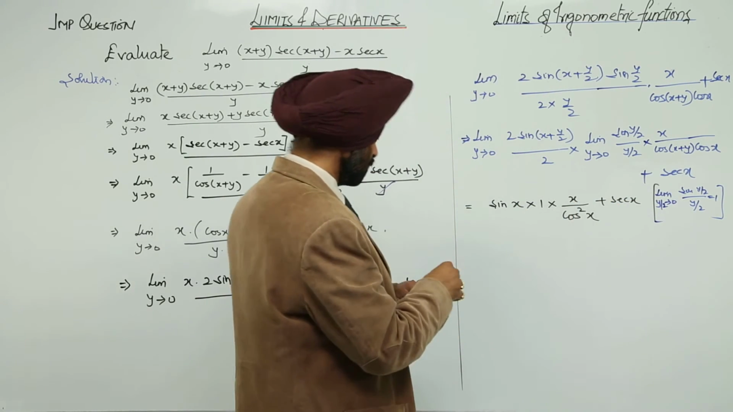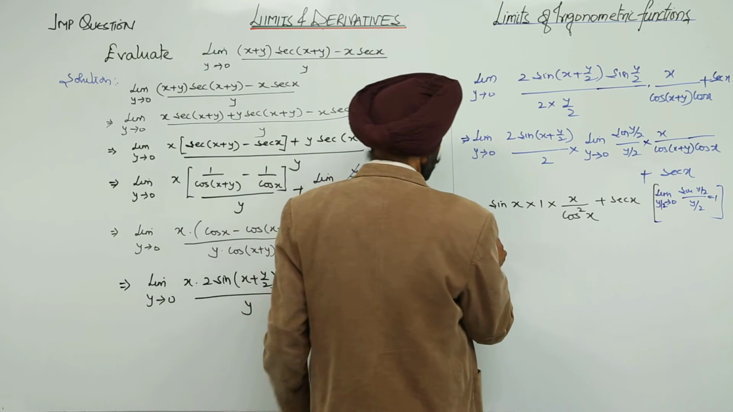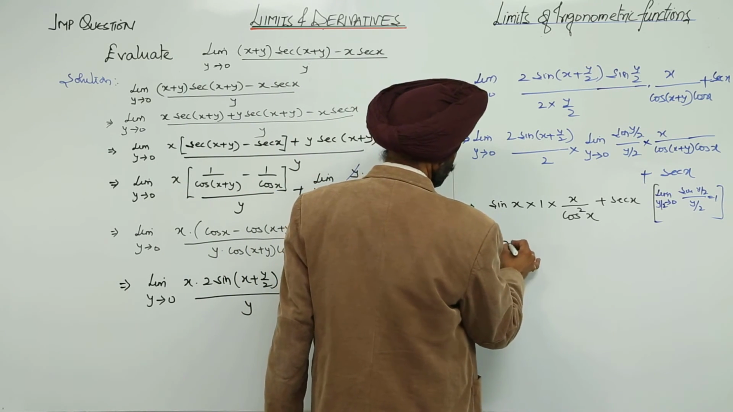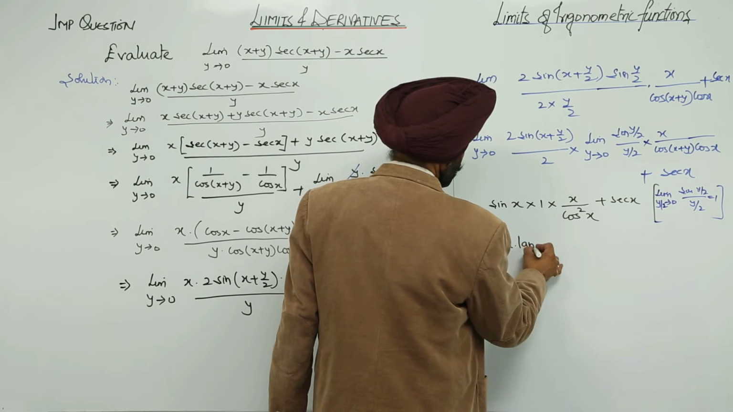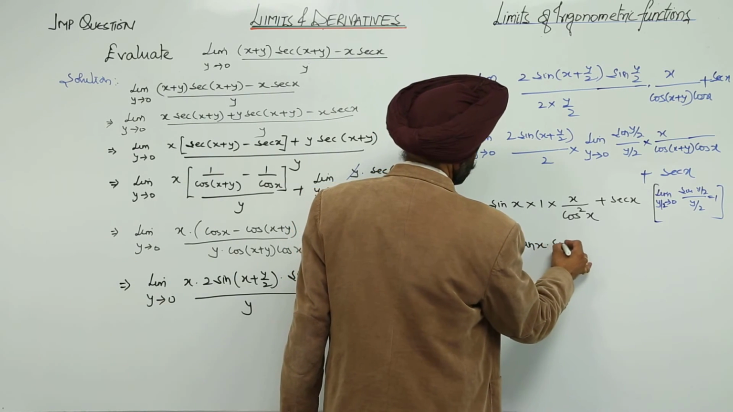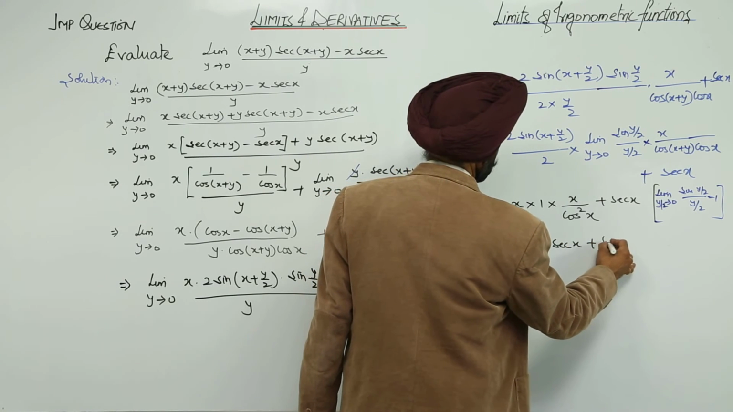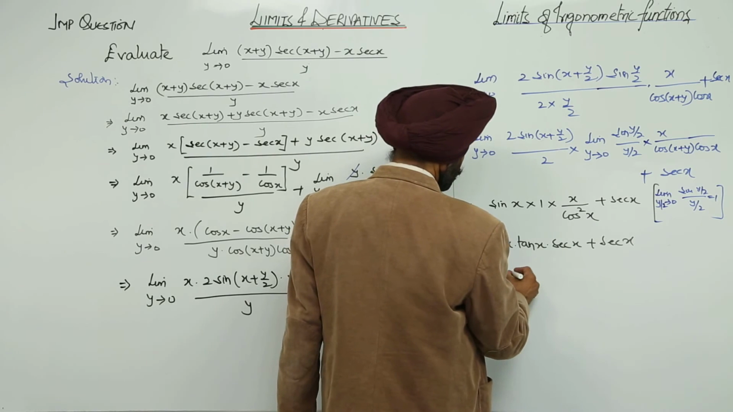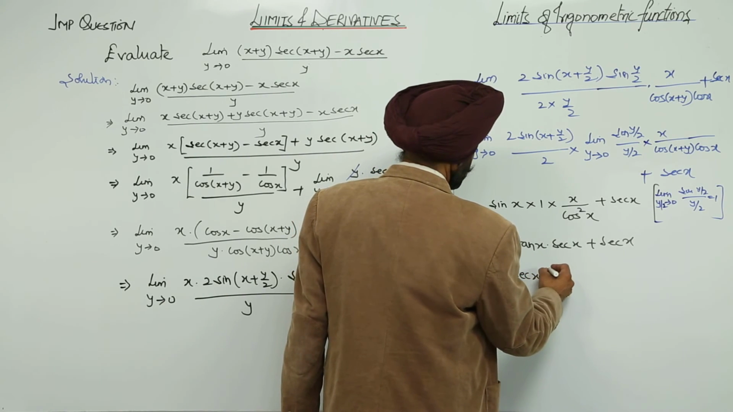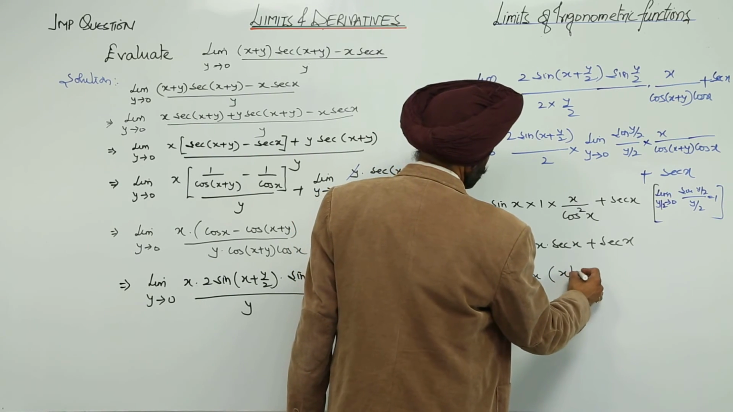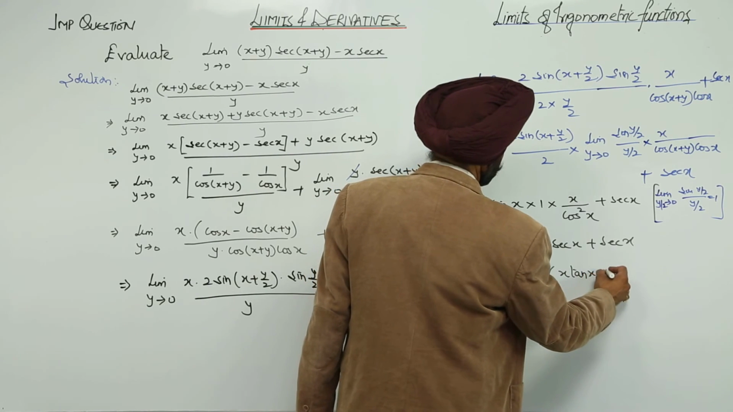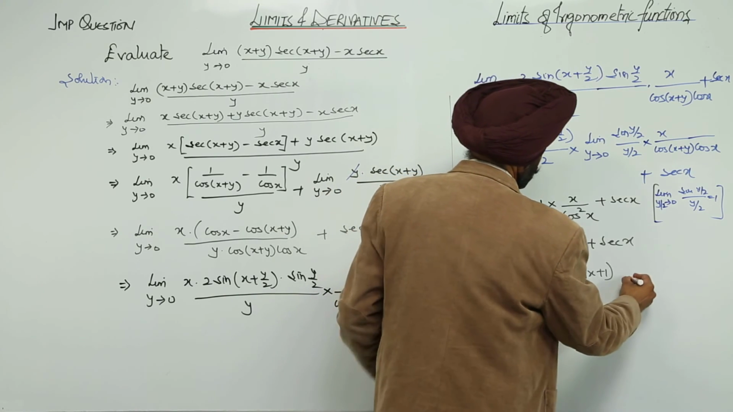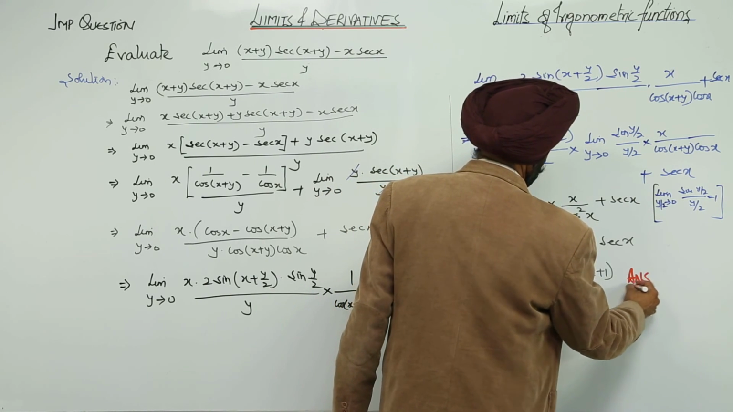Okay, so now we are having x tan x secant x plus secant x, or you can leave your answer here only, or you can write it as secant x common, secant x times x tan x plus 1. Answer.